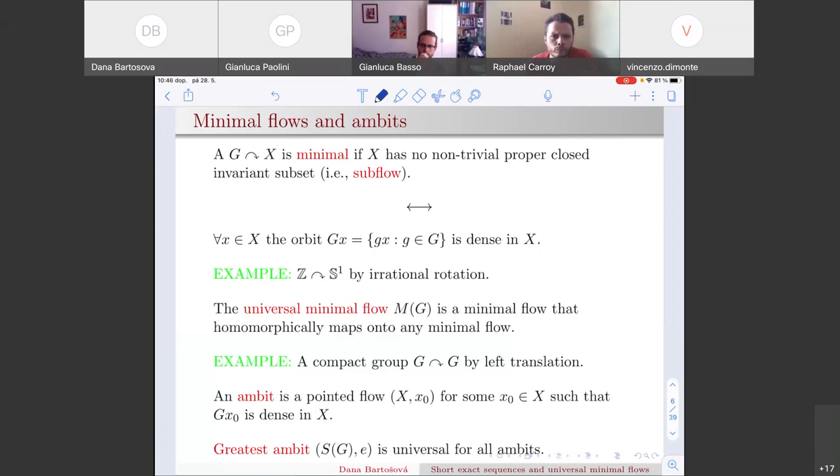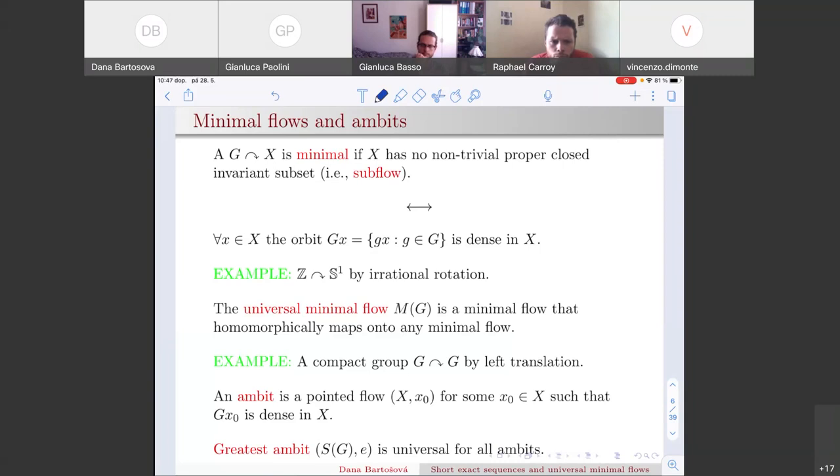So we have an ambient space in which we know that it lives, and that's the greatest ambit. It also has a universality property, but we have a constructive way of thinking about it, and we know what the action looks like, and the universal minimal flow lives inside of it. So what is an ambit?